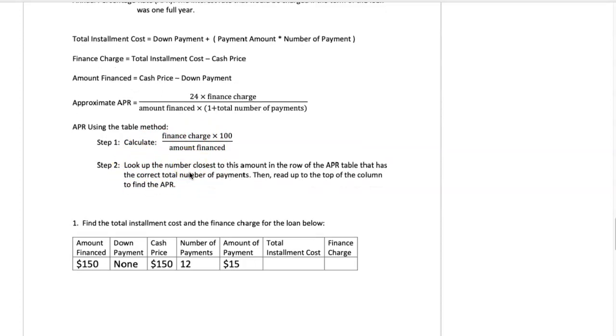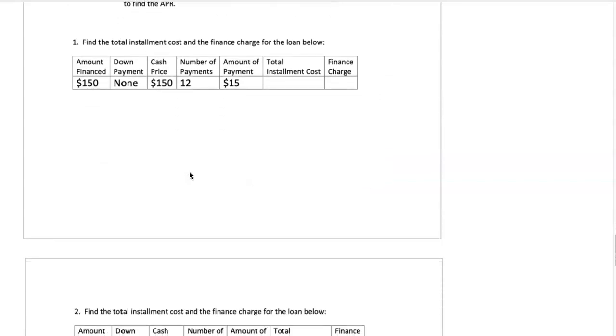Let's get started. Question 1 says, find the total installment cost. And remember, total installment cost is just a way to say the total money paid. And then we're also going to find the finance charge for this loan. Okay, so the total money paid is any down payment, and in this case, there's no down payment, plus the amount paid from all the payments.